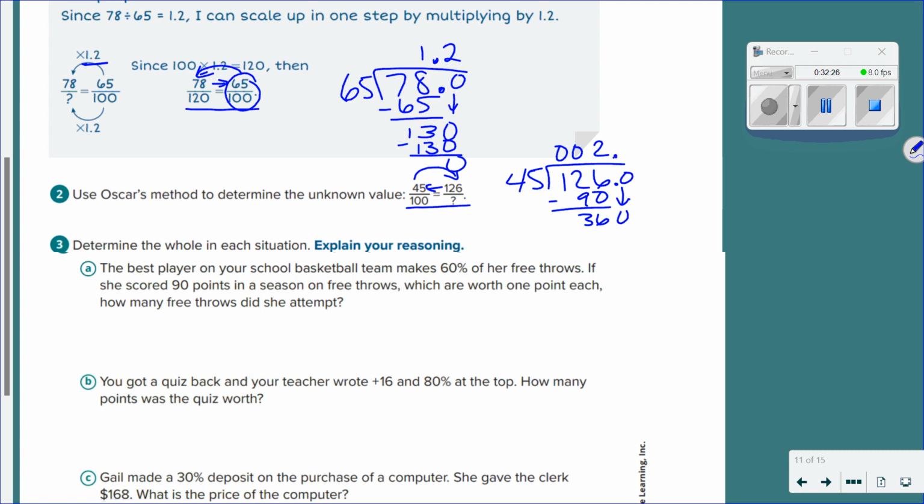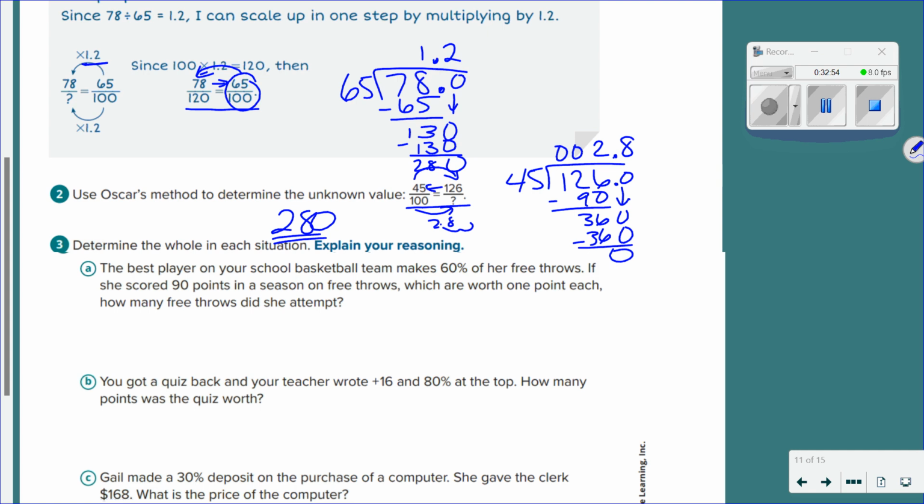It's going to go into it 8 times. 8, 40, 32, 36, yep. So it's 2 and 8/10. So I now know that my factor was 2 and 8/10. So I'm going to multiply 2 and 8/10 times 100. And that means I just moved my decimal twice. So the answer is 280.